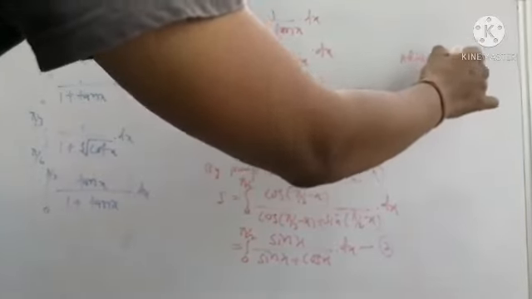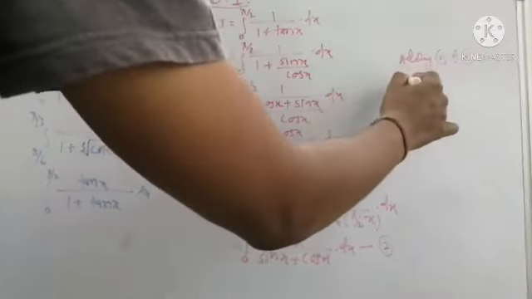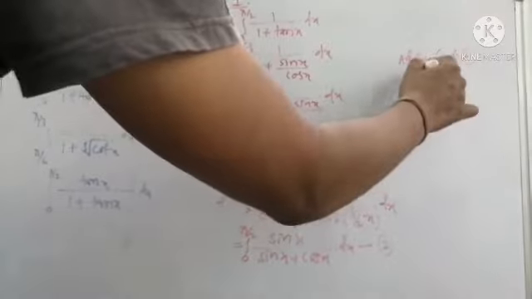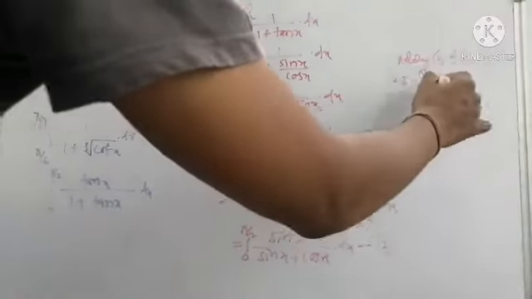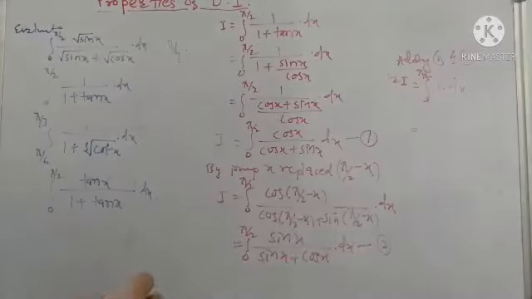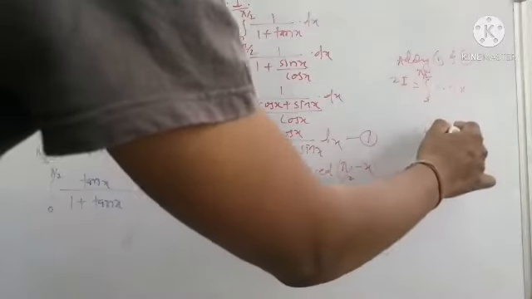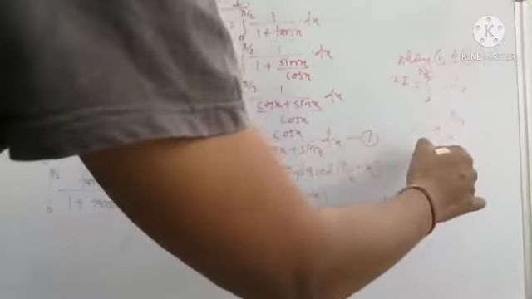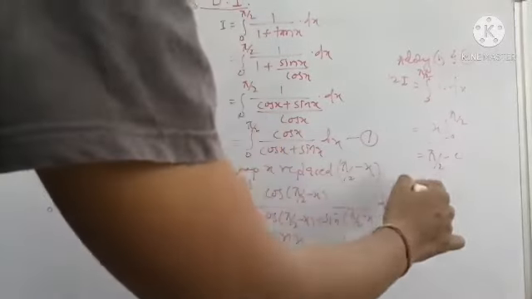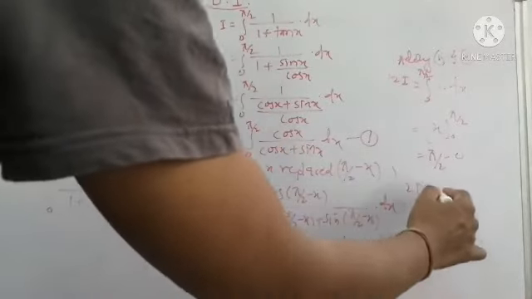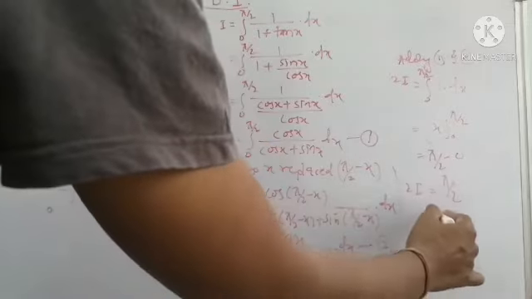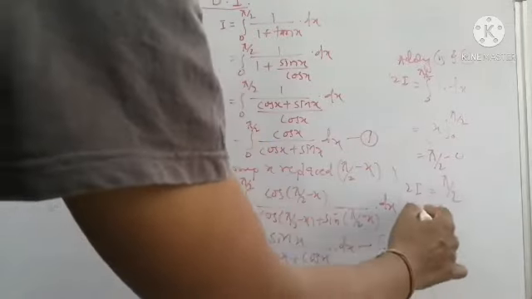Now the remaining procedure will be the same, as we get 2I on the left hand side with common limit 0 to pi by 2. We get integral 1 dx. Integration of 1 is always x with limit 0 to pi by 2. So by subtraction of limits we get the value of 2I, which is here pi by 2. Now I becomes pi by 2 by 2, which is pi by 4.